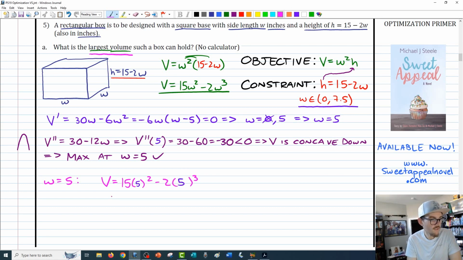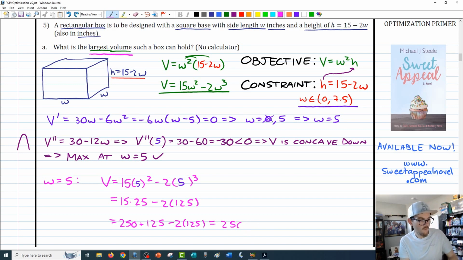As I go to evaluate this volume, that's going to be 15 times 25. Not sure I'm hugely a fan of that. Minus 2 times 125. But that's okay, I can do this in my head. 10 times 25 is 250. Plus 5 times 25 is 125. Minus 2 times 125. Well, look at that. We got 125 minus 2 times 125. That's going to be 250. Oops. Yeah. It's still going so well. 250. Come on. Minus 125, which is 125.